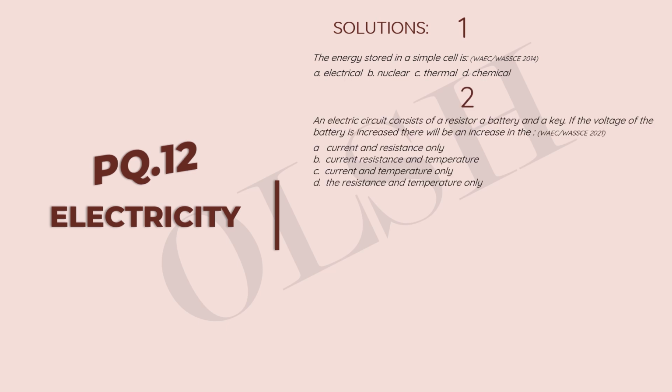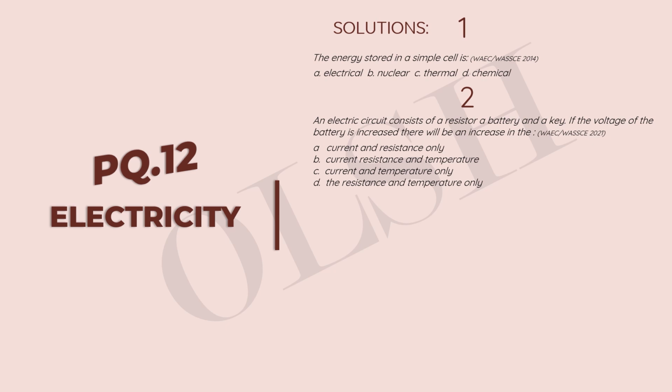Next one: an electric circuit consists of a resistor, a battery, and a key. If the voltage of the battery is increased, there will be an increase in the A. Current and resistance only. B. Current, resistance, and temperature. C. Current and temperature only. D. The resistance and temperature only.